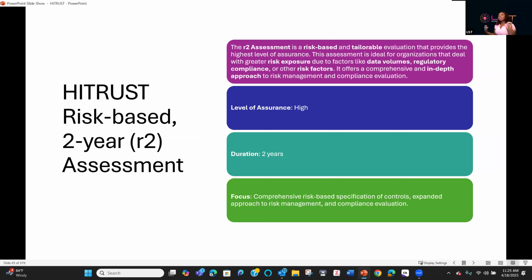And guess what? At the end of the day, depending on the criticality or sensitivity of the data types that you collect and house, the data volume, and you have to be in adherence with different regulatory authorities, then an organization would need to go in for HITRUST if they have to be in compliance with HIPAA, in particular for a healthcare organization or healthcare sector. Organizations will need this HITRUST compliance. Okay. And again, it says it offers a comprehensive and in-depth approach to risk management and compliance evaluation. And again, what's the level of assurance? This is a high level.